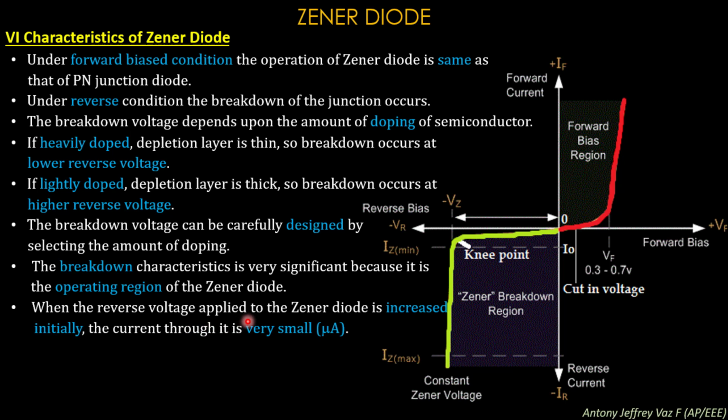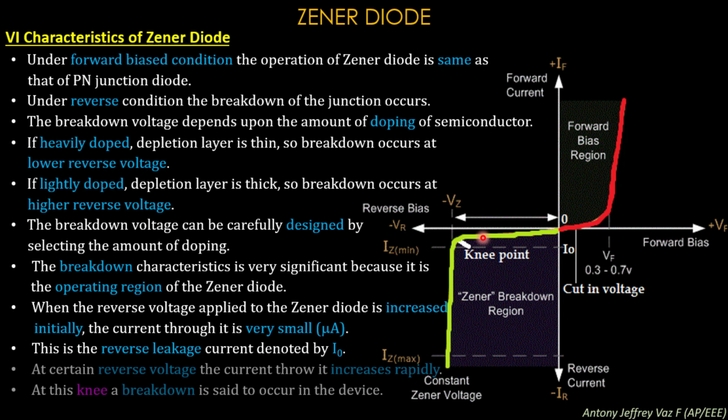When the reverse voltage applied to the Zener diode is increased, initially the current through it is very small, in microamperes. If you see this graph, when the reverse voltage, minus VR, is gradually increased, the current corresponding to the rise in reverse voltage is very less, in the range of microamperes. This is the reverse leakage current denoted by I0, the reverse leakage current of the Zener diode.